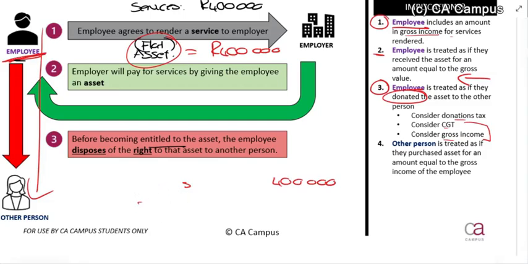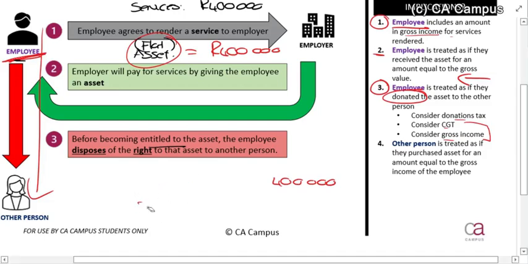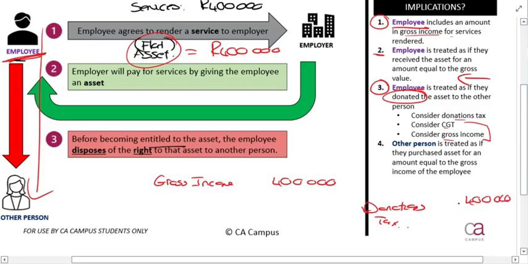But what have we not considered here? We haven't considered donations tax. Now remember, donations tax is a separate section. So you're treated as if you made a donation of 400,000 rands. You can still get all your exemptions and exclusions from that. So the annual exclusion, for example, you can still get. But if there are no exemptions or exclusions left, 20% of that will be a donations tax that will need to be paid.